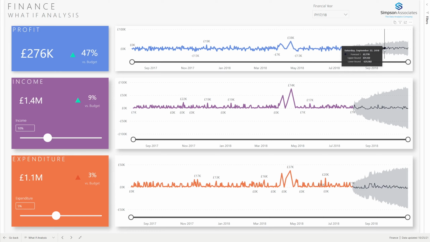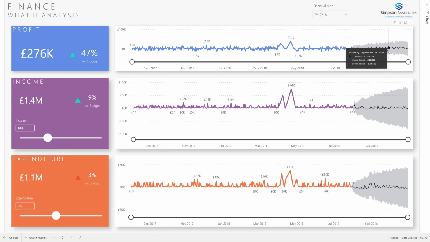Now, that's not a specific measure that we've had to create. We haven't done any DAX code to create that. That forecast is automatically generated by Power BI. And we can see that there we've got the forecast, and it's given us also an upper and lower bound.